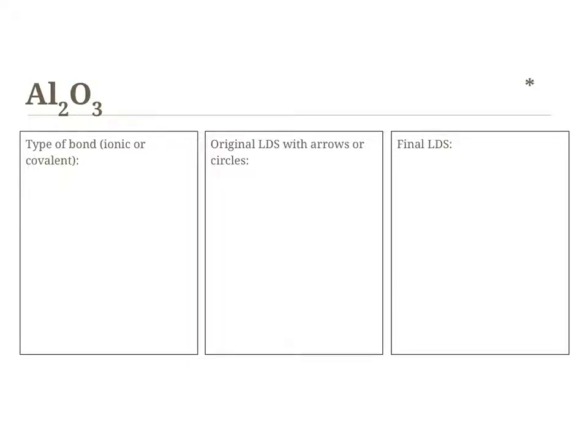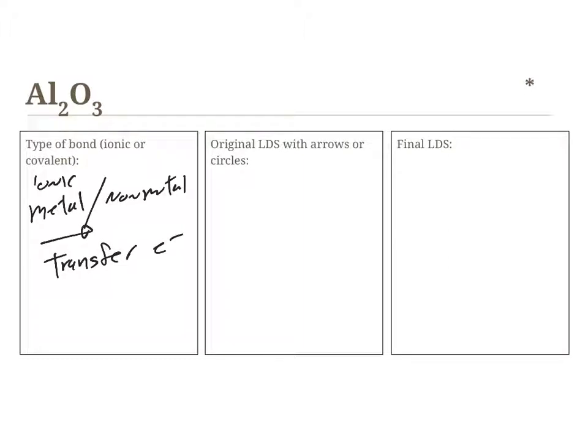Ooh, this is a tough one. This is tricky. Okay, so we're going to go back, and I'm going to say that this is ionic. It's metal and nonmetal, and it is arrows and transfer of electrons. So I'm going to draw my 2 aluminums. So Al would be 1, 2, 3. Al would be 1, 2, 3, and oxygen would be 1, 2, 3, 4, 5, 6, three times.